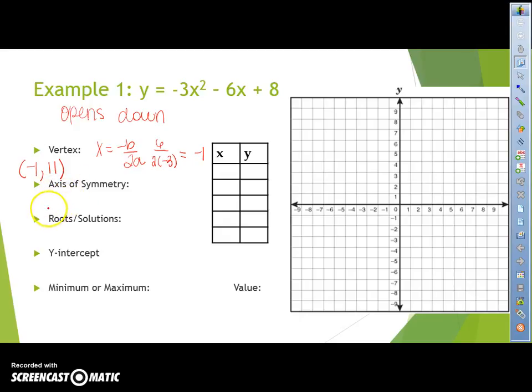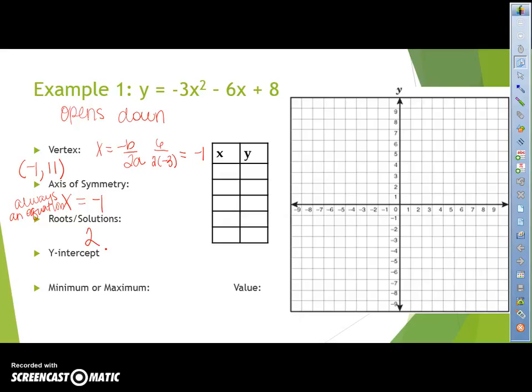The axis of symmetry, remember, is that same line. So negative b over 2a gave us negative 1. That means our axis of symmetry is x equals negative 1. This is always written as an equation, so always x equals. Then the roots and solutions are obviously where those cross the x-axis. In this case, it's going to have 2, and we'll talk about in a minute how we actually calculate those, but for now, we're just going to leave it at there's 2 solutions.